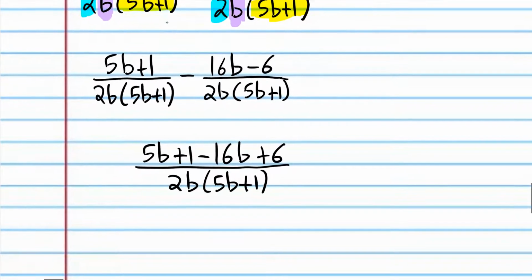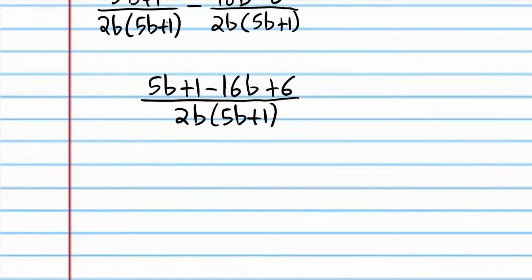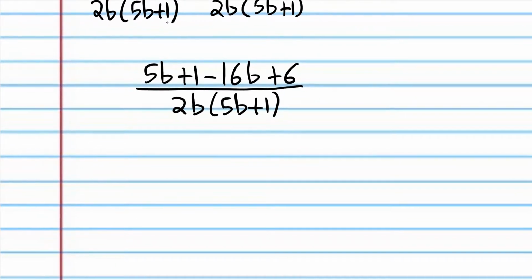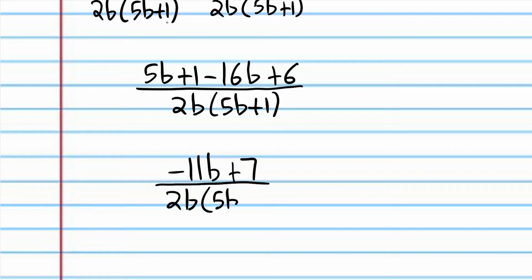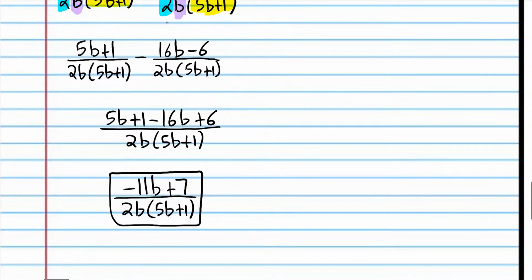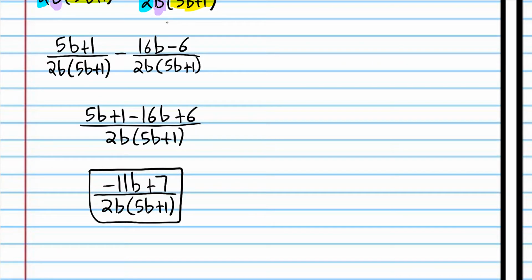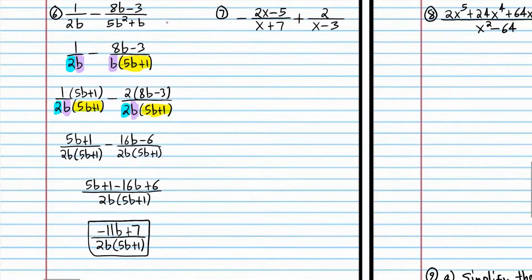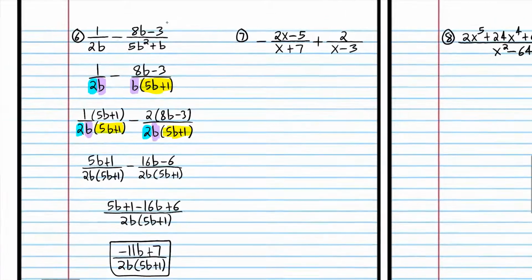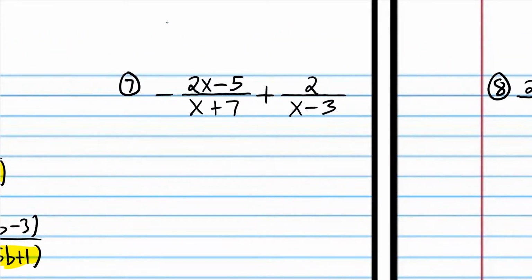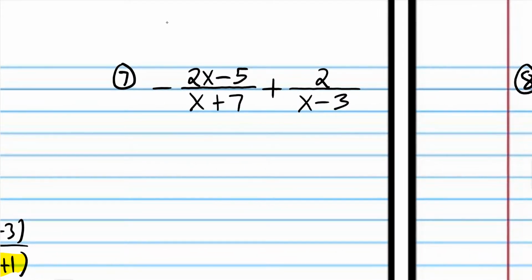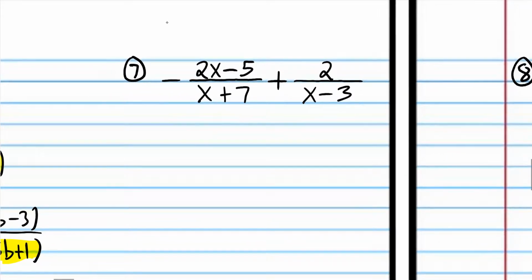All right, so again, go back and constantly recheck, recheck, recheck. So now 5b minus 16b is negative 11b. Just adding like terms, and 1 plus 6 is 7. And we just rewrite the denominator, and we are done. So if you got that one right, good job. On to the next problem here. Again, if you start to understand how to do these as I'm going through them, don't just watch me do the problem. Do it on your own.